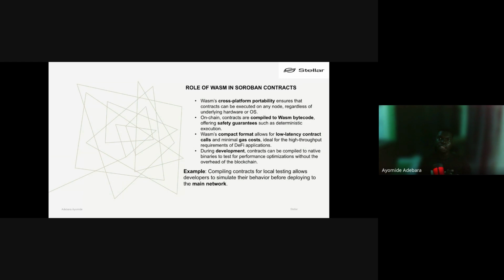What then is the role of WASM in Soroban smart contracts? It ensures that contracts can be executed on any node regardless of the underlying hardware or OS. So whether you are using macOS, Linux, or Windows, regardless of the OS you're using, it allows the Stellar core to run the node on these machines, and based on the rules guiding the WASM code, it allows cross-platform portability.